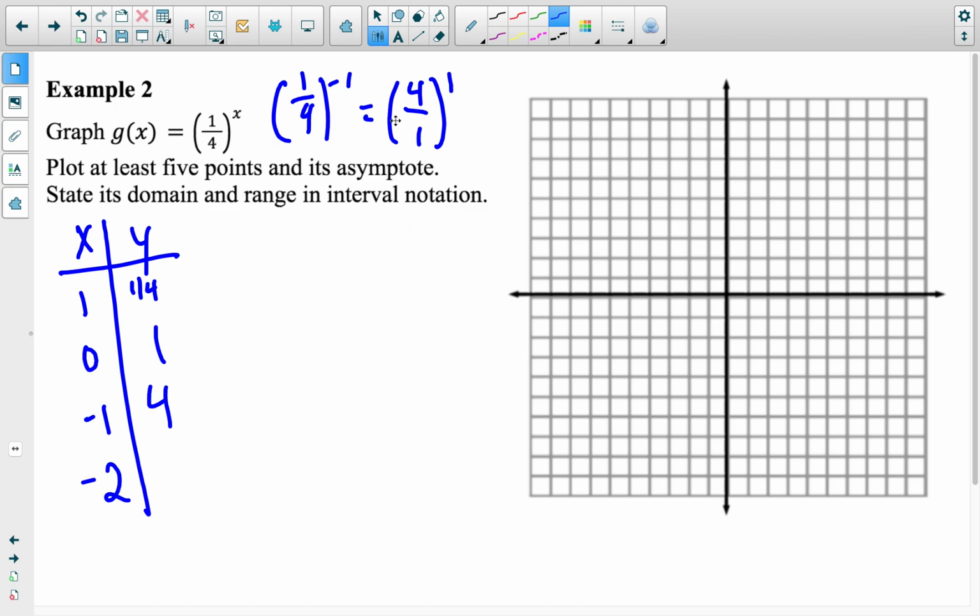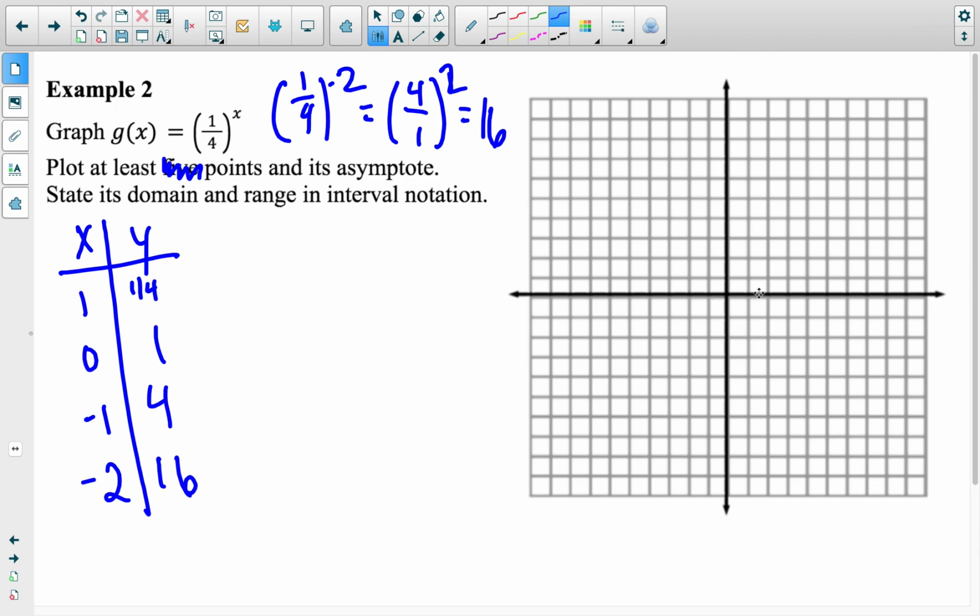If we plug in -2, then it's like we're saying this, right? We can flip it on the inside and we get 4 squared over 1 squared, which is 16. So we're not really going to be able to plot that one. I know this has to plot at least 5 points, but in your practice, you're only going to have to plot maybe 2 or 3.